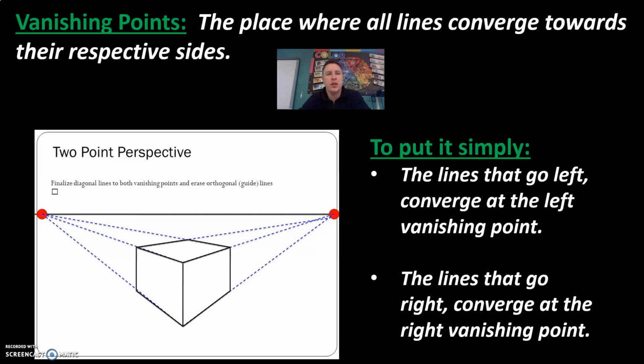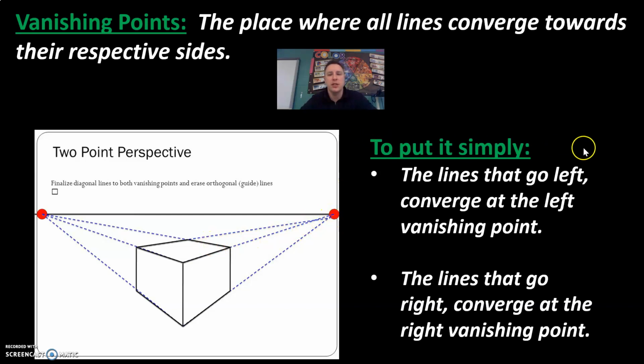So your first question is, what are the vanishing points? And the vanishing points are the places where all lines converge towards their respective sides. Now that phrase, respective sides, is very important because as we continue to learn about linear perspective and we're using two vanishing points instead of one, each side of the building or each detail, depending on what side it's on, needs to go to the respective vanishing point, the required vanishing point.